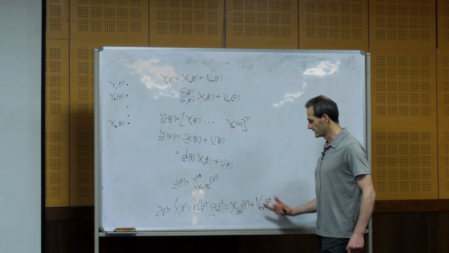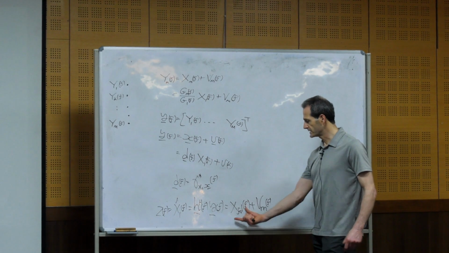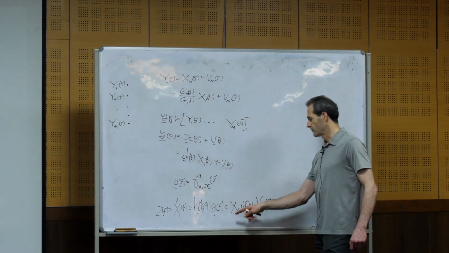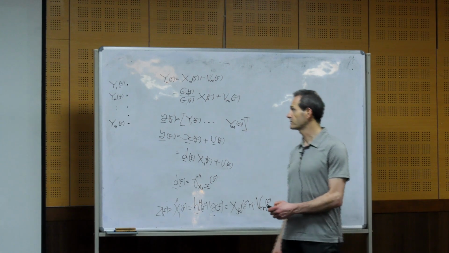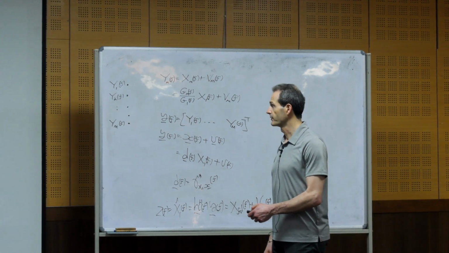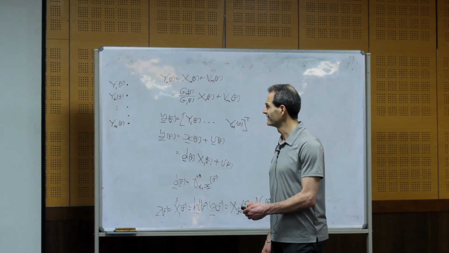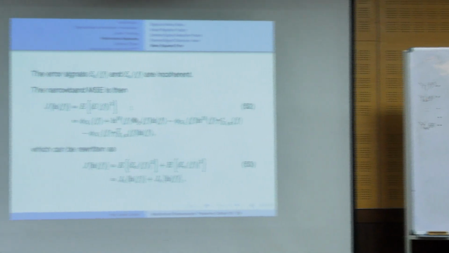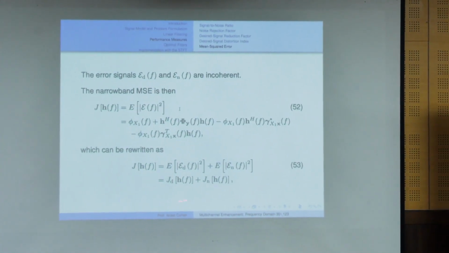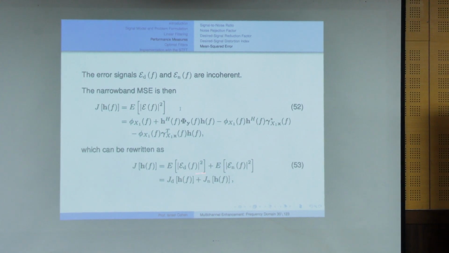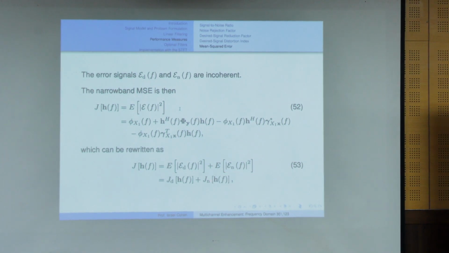So of course, it includes two parts. One is the mean squared error because of the distortion, and one is the mean squared error because of the residual noise, like this. You see here, the mean squared error consists of two components. One is related to the distortion, and one is related to the residual noise.